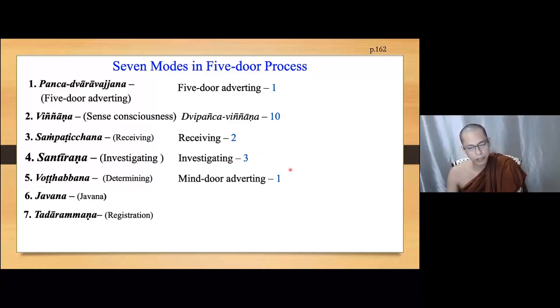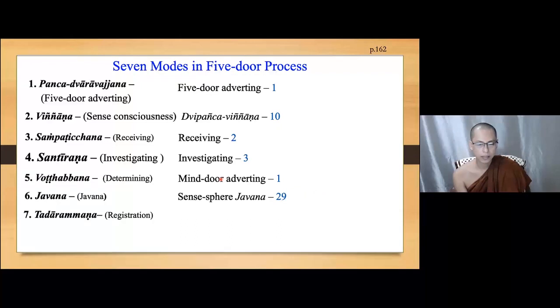And then the votthapana refers to the mind door adverting, which is included in one of the three functional, rootless functional consciousness. So the mind door adverting performs the determining function in the five door process. We already studied this in chapter three of the Compendium.